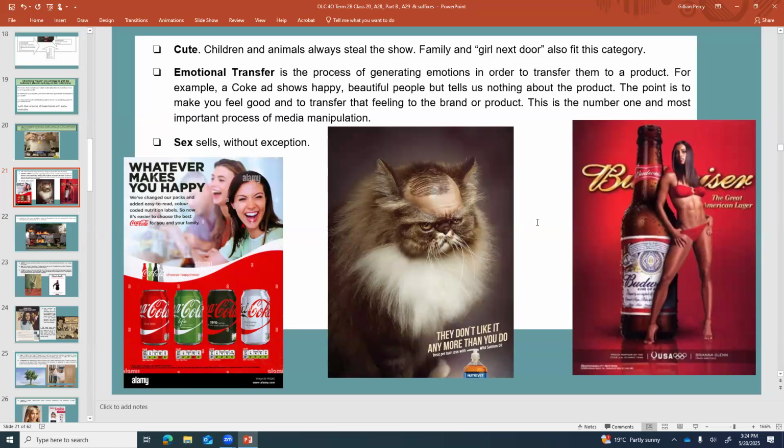This is probably the number one and most important process of advertising, or what they are referring to very cynically here as media manipulation. And then they talk about sex sells without exception. So then you can see the Budweiser ad. You've got a sexy girl in a very tiny little red bikini standing next to a Budweiser beer. Does she have anything to do with Budweiser beer? No, not at all. But there's kind of the idea that somehow you'll be sexy like her if you drink this beer, which I feel clearly is a lie, but anyways, there you go.